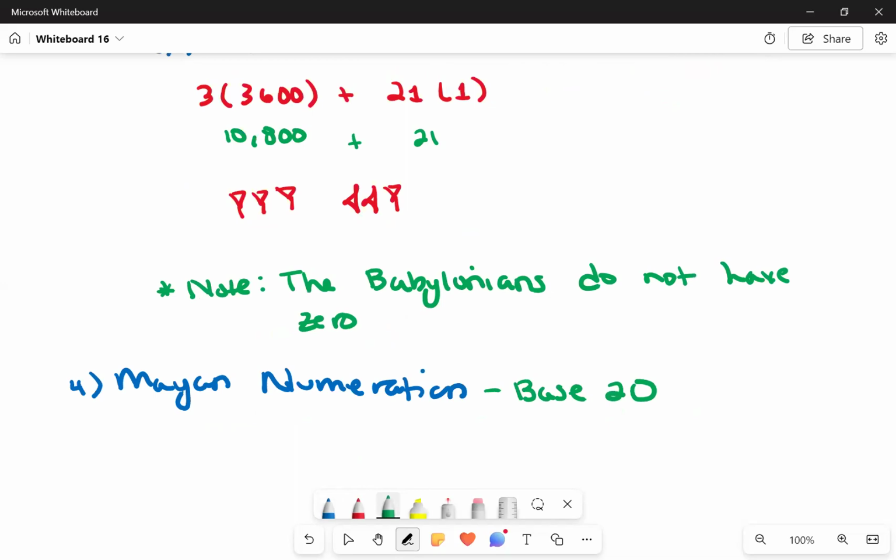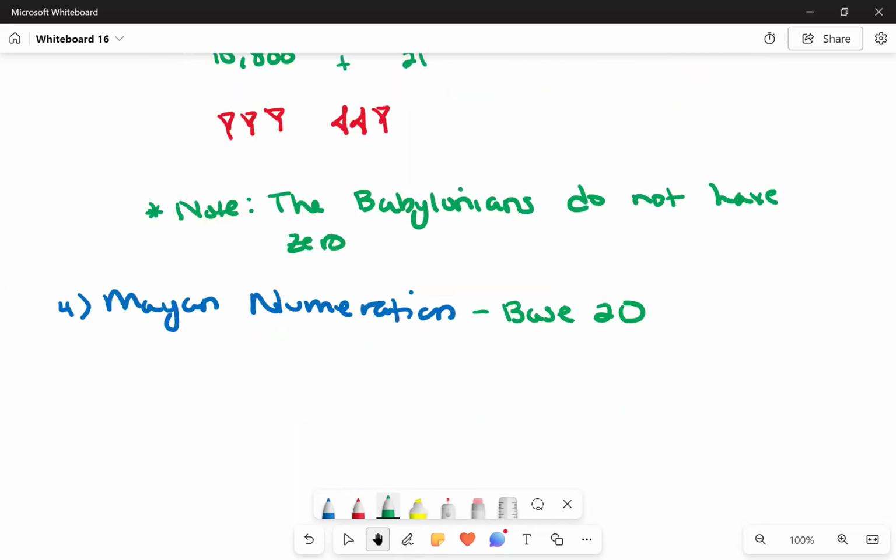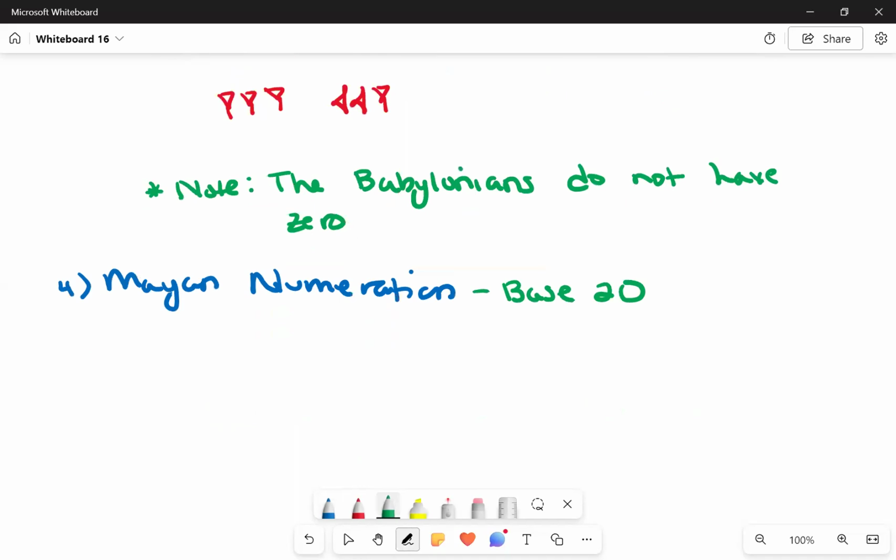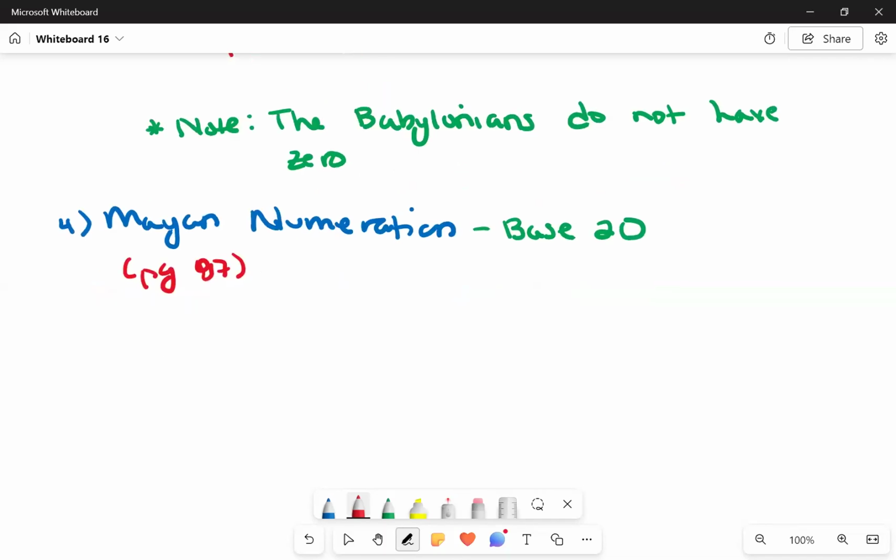Now in the book, they do have all the numbers from 1 to 19 on page 87. Just if you want to go reference that. I kind of remember 3 of the numbers to help me do this. The number 0 is, I believe, a loaf, like a loaf of bread. The number 1 is a dot, and the number 5 is a horizontal line.